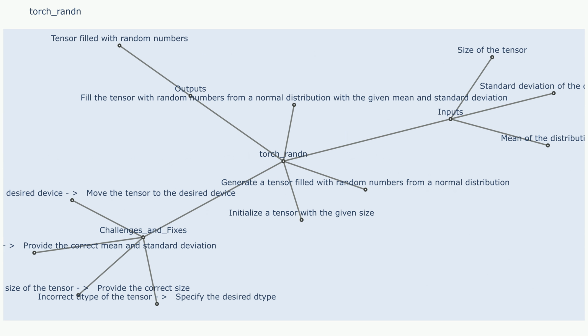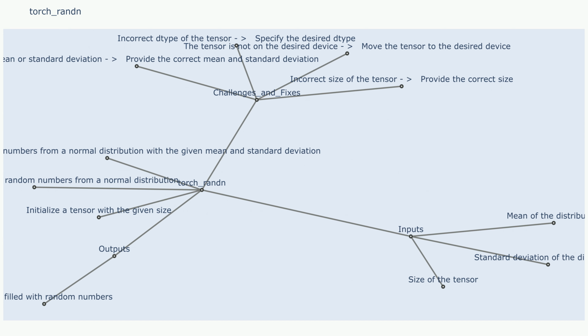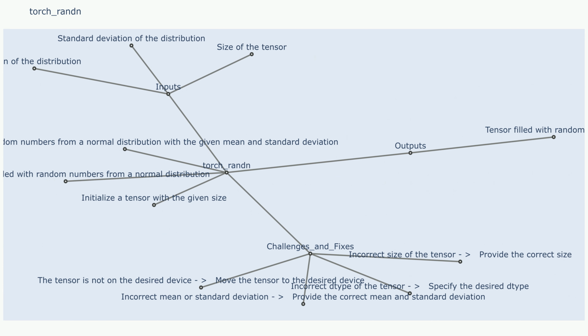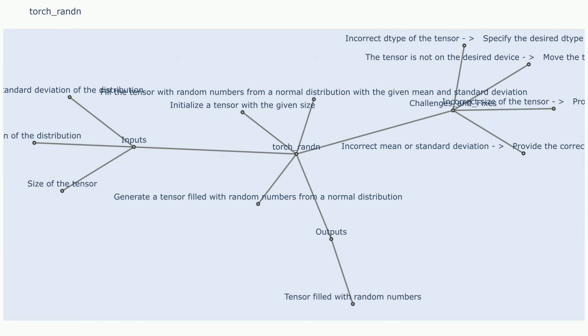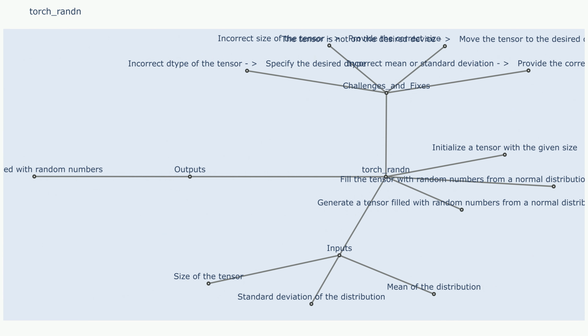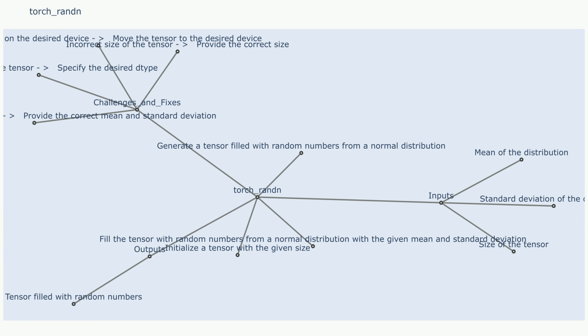Challenge 2. Controlling the seed. Sample use case: generating the same random numbers across multiple runs. Fixes. Torch manual seed. Use torch.manual_seed to set a specific seed for the random number generator. This ensures that the same sequence of random numbers is generated whenever the seed is the same. Torch generator. For more control, use the torch.Generator class to create a custom generator object. This allows you to set specific seeds and control the randomness process at a finer level.